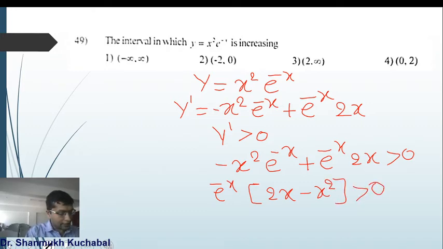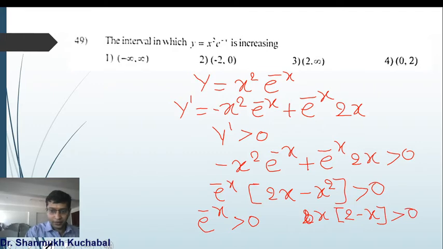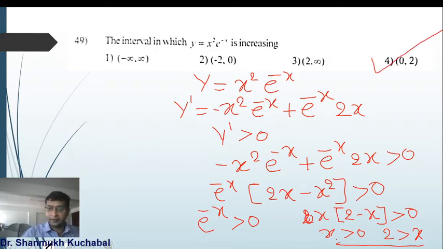We observe that the first factor is greater than 0, and in the second factor x is common, so we get x times 2 minus x, which is greater than 0. So x is greater than 0, and one more condition, 2 is greater than x. Therefore, the interval is 0 to 2. So option D is the right answer. Like this we have to simplify.